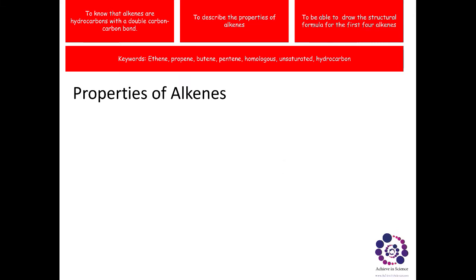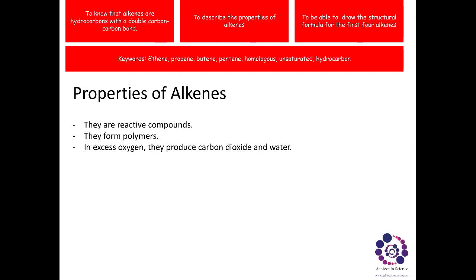So let's have a look at the properties then. As we said, alkenes are very reactive because they consist of that double carbon-carbon bond. This allows them to form polymers. So you're looking at the videos on polymerization reactions, where we use these alkenes to produce polymers. If we react these with excess oxygen, they would produce carbon dioxide and water. Well, they only consist of carbon and hydrogen, and so when carbon reacts with oxygen, it forms carbon dioxide. And when hydrogen reacts with oxygen, it forms water.